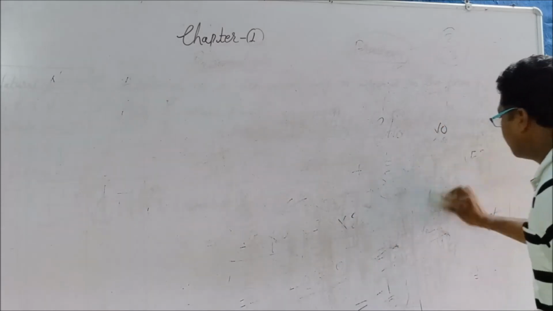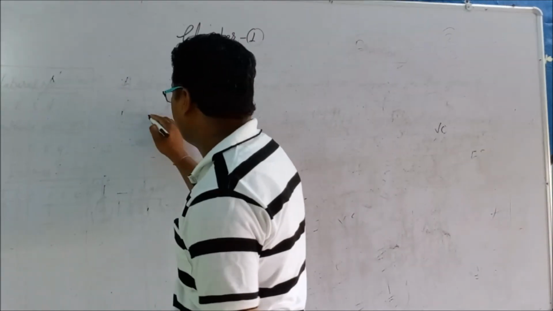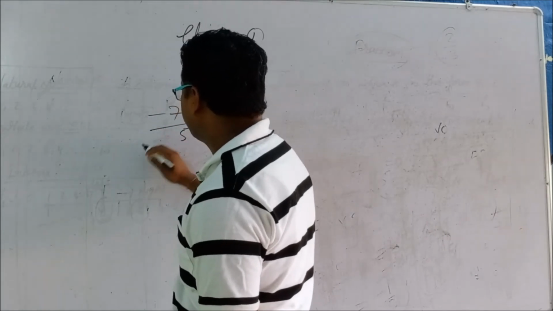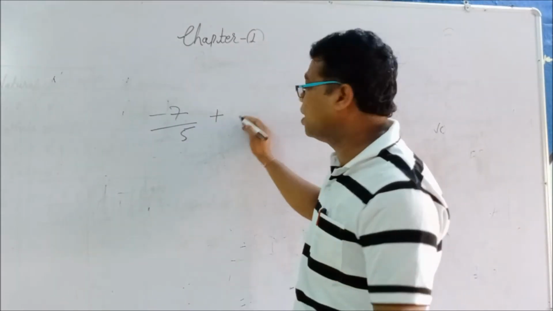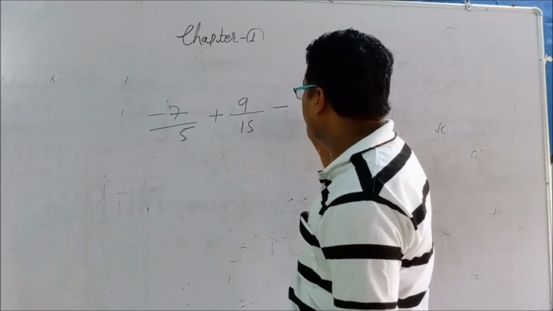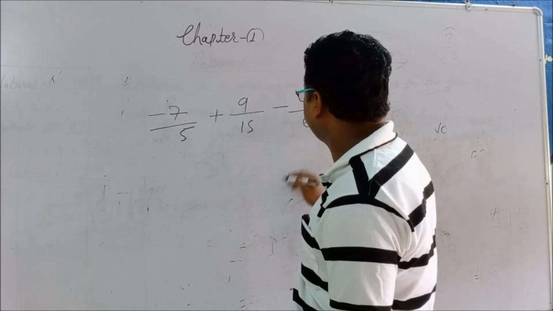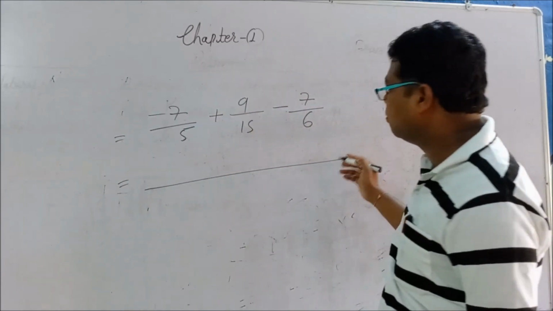I am going to take another example. See here, I am selecting minus 7 upon 5 plus, this time I am going to combine both the operations. For example, 9 upon 15 and another I am taking minus 7 upon 6. This is the biggest question, but very important.